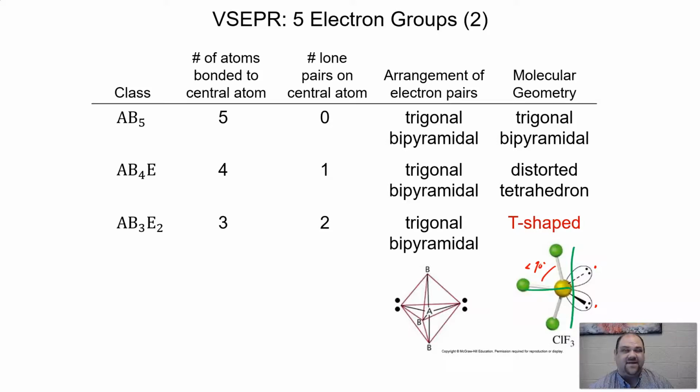If we took off another one of these positions, so if we took off and replaced that third equatorial position with a lone pair, we'd be back to a linear orientation, right? Because all we'd have would be the central atom and those 2 axial positions.